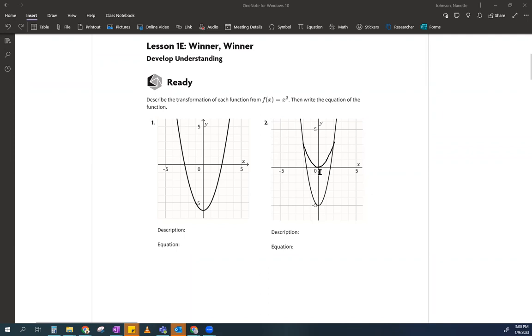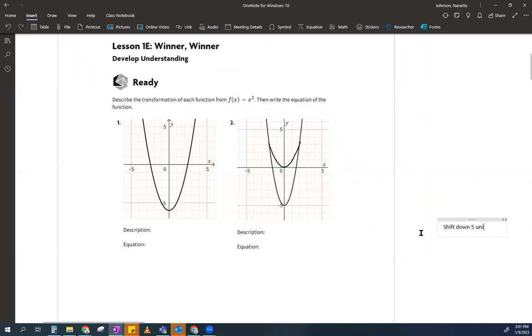So I would write something along the lines of, shift down 5 units. And you can say translate, you can use the word translate down 5 units. Shift is fine too. And this translate down 5 units will show itself up in the equation, right? This will show up here.